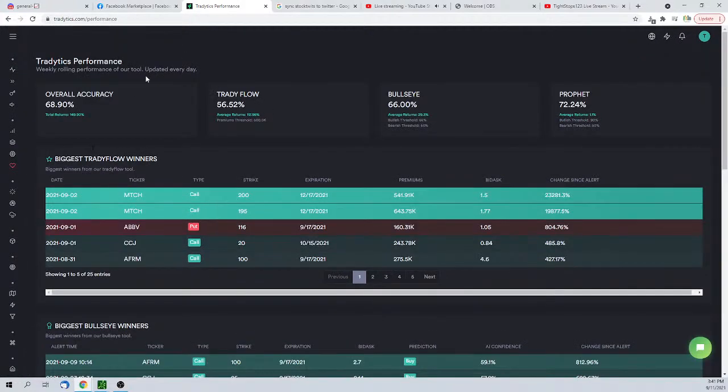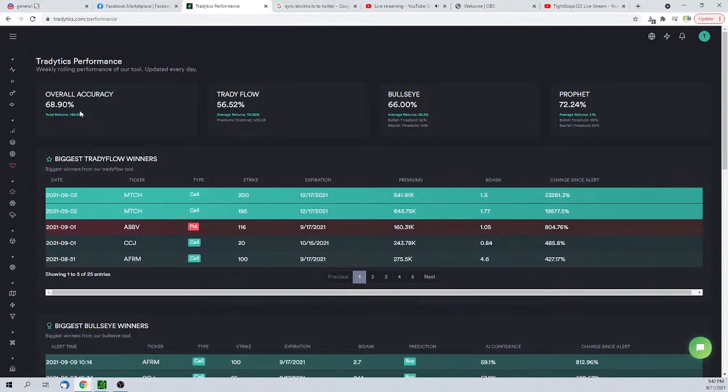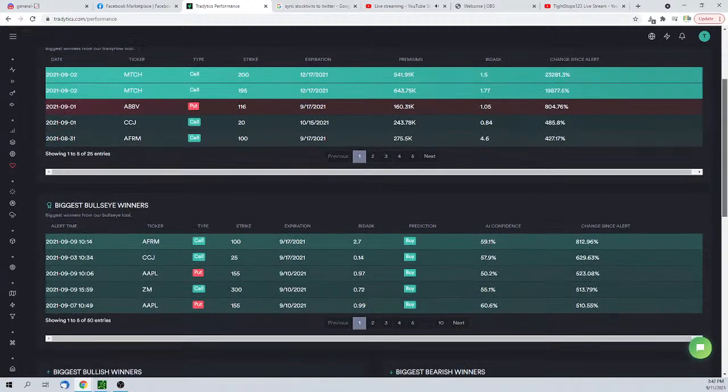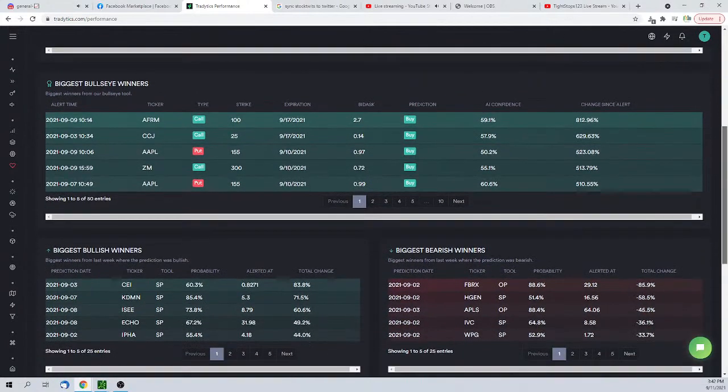So performance, this is their overall performance on Friday. Overall, if you look at all their tools, they were 68.9% accurate. The trading flow was 56% accurate. The Bullseye was 66%, and the profit was 72%. Then it's the biggest flow winners. MTCH was a huge winner, a 23,000% winner. The ABB put was an 804% put winner.